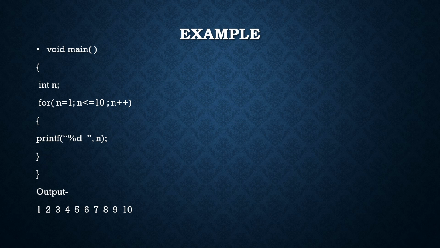Let's see the same example using a for loop. Same int n. For n equal to 1, n less than or equal to 10, n plus plus. That means we are going from 1 to 10. Print the value of n, and then your output will be from 1 to 10. In this case, remember the two curly brackets given after for can be skipped. They can be ignored because this for loop has only a single statement. So these are the three types of loops.